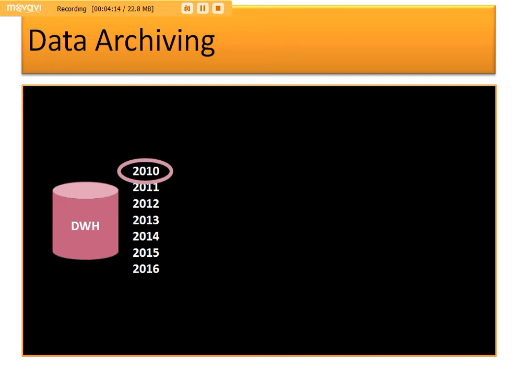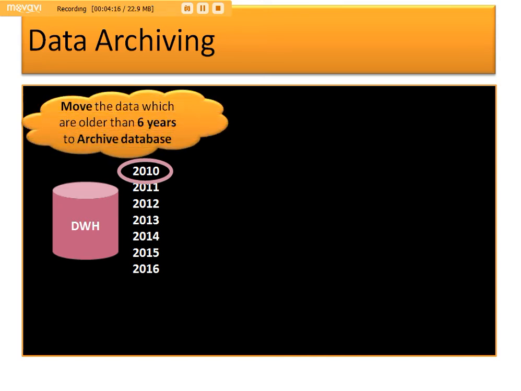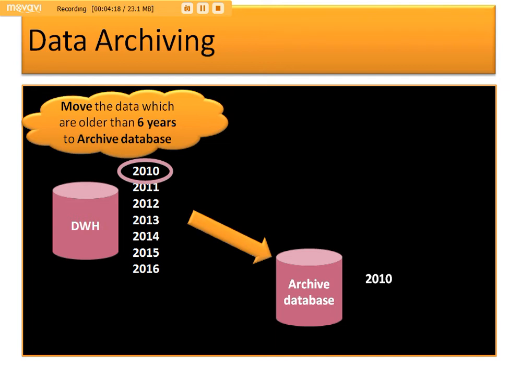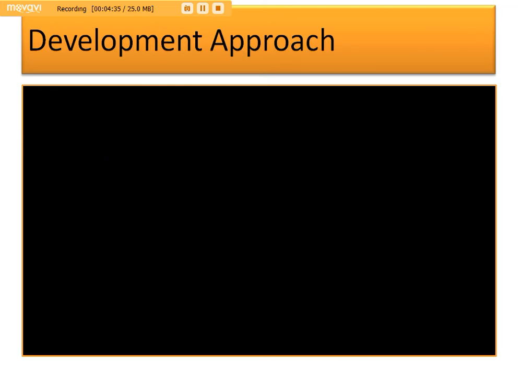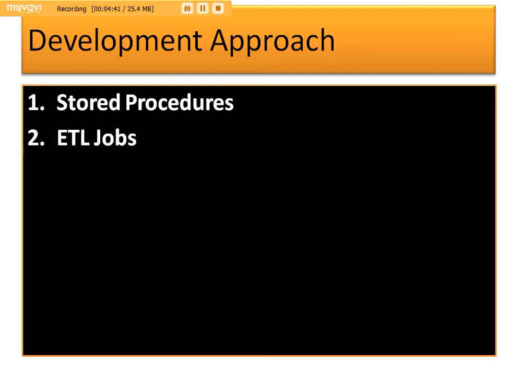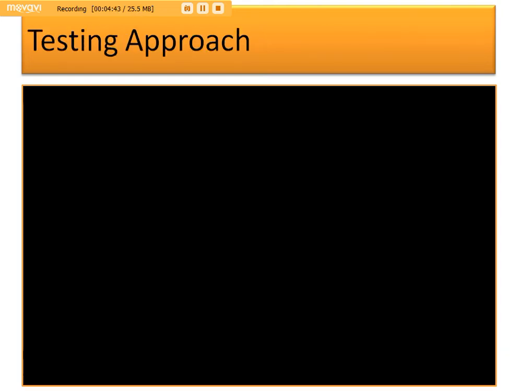What data archiving means is that the same 2010 data will be moved to the archive database, and the 2010 data will not be available in the data warehouse database. Whenever the organization needs it for auditing or other purposes, the 2010 data will be available in the archiving database. The development will be done through stored procedures or ETL jobs.